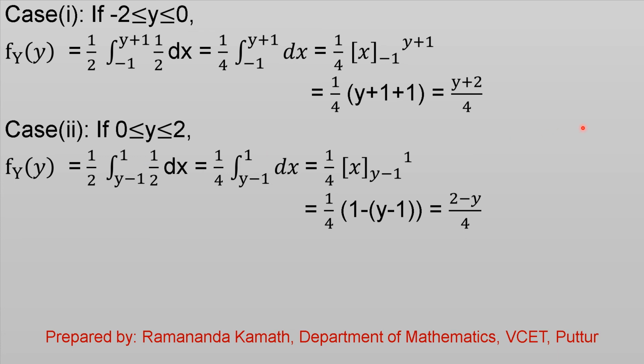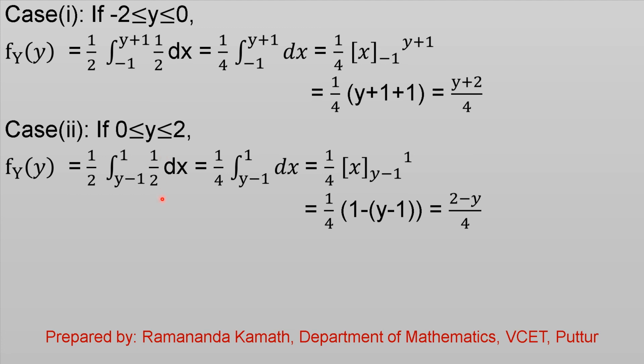Upper limit: x was to be less than or equal to y plus 1. When y is 0, y plus 1 will be 1. When y is 2, y plus 1 will be 3. So y plus 1 lies between 1 and 3. But the integration is with respect to x, and that x value is between -1 and +1. Maximum value is 1. So x should be less than or equal to y plus 1, and that y plus 1 is 1 to 3. So ignore all the other values except 1. So the upper limit of the integral you can take as 1.